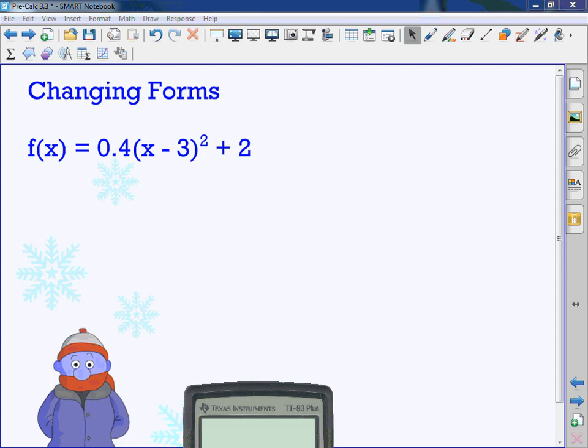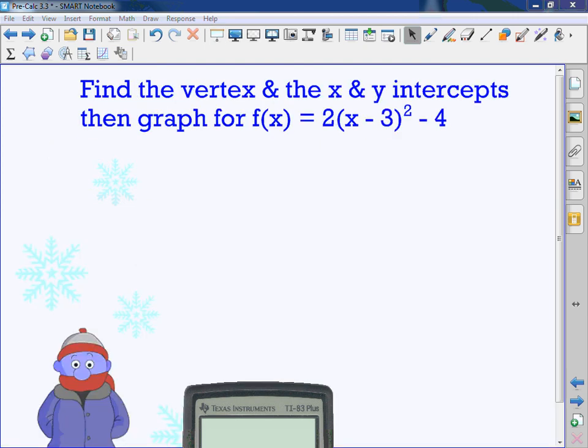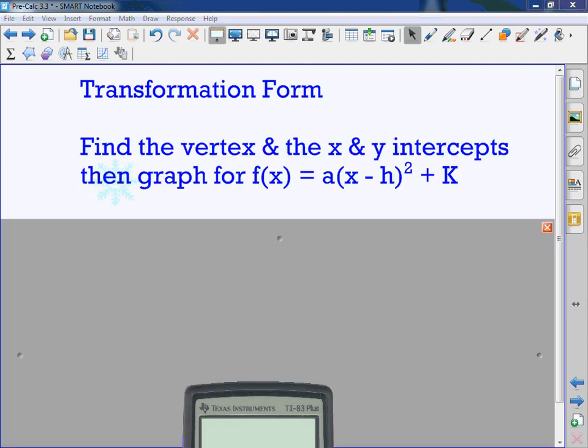All right, this is part 2 of the lesson. The first part of the lesson was just dealing with finding the vertex, finding the x-intercept, finding the y-intercepts. Today we're going to start changing the forms from one to another. Which form is this in? This is an x-intercept. Transformation form. That's where it shows you the vertex.